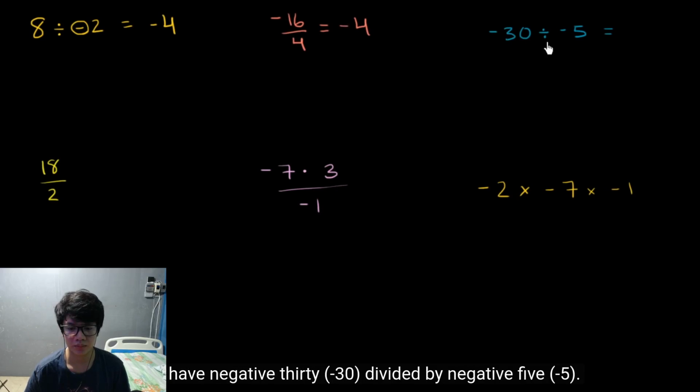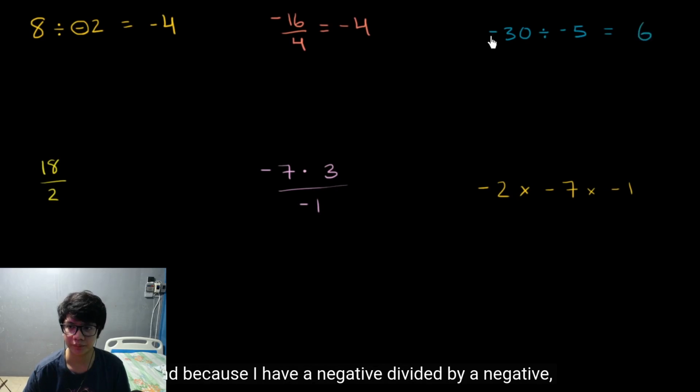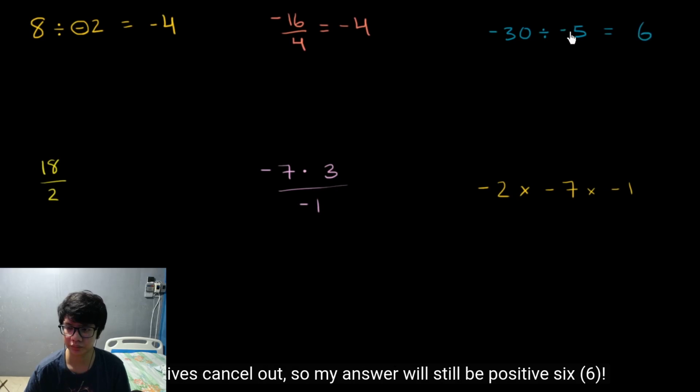Now I have negative 30 divided by negative 5. If I just had 30 divided by 5, that would be positive 6. And because I have a negative divided by a negative, the negatives cancel out, and so my answer will still be positive 6.